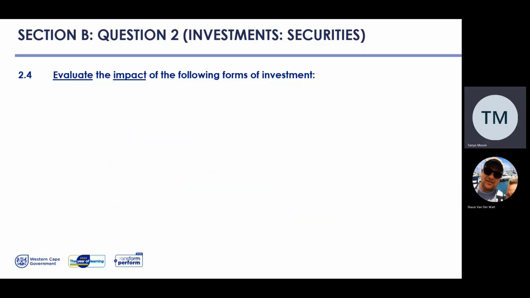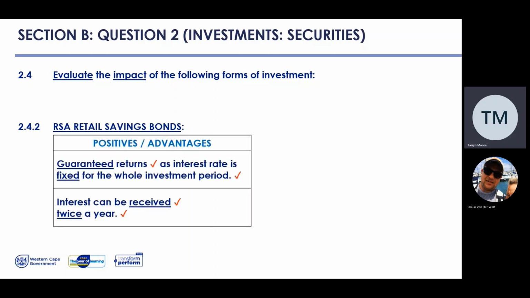Remember, we are evaluating the impact of the form. What shape is the investment going to take? We're now looking at RSA retail savings bonds. Ladies and gentlemen, this is meant to encourage saving. It's a bond that you can invest in here in South Africa. And part of the attraction of the RSA retail savings bond is that the returns are guaranteed.